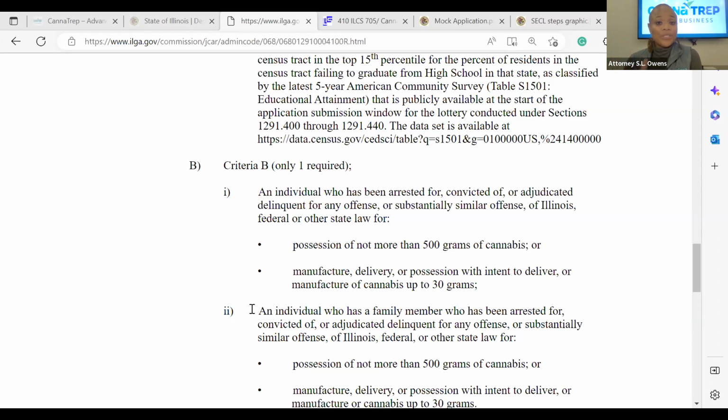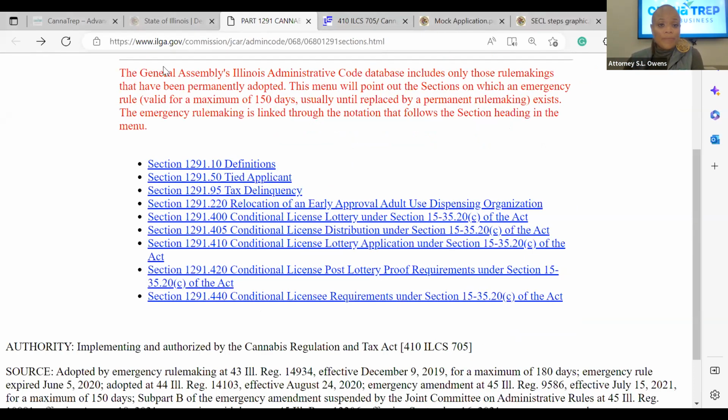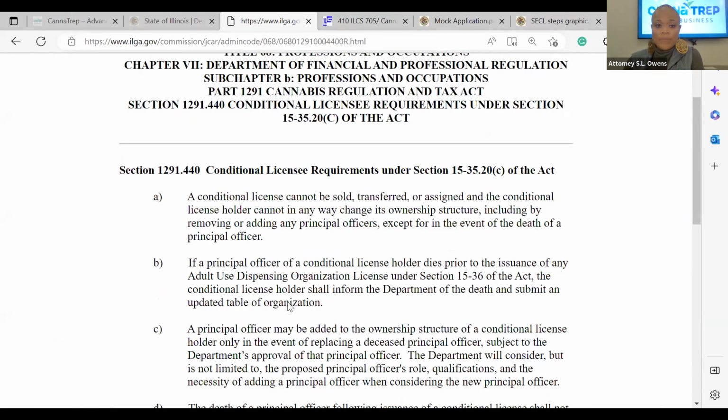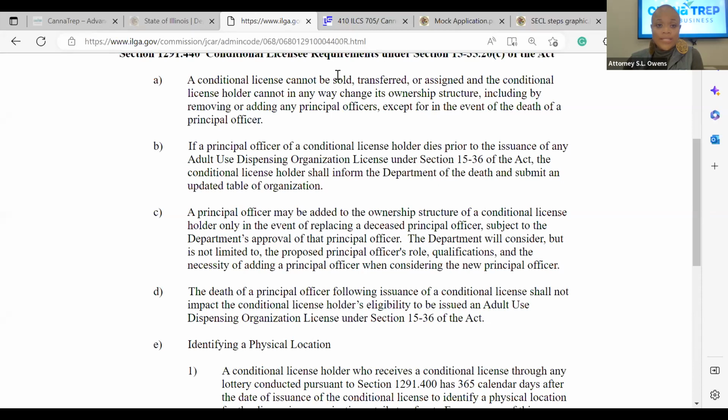that a principal officer cannot be added to a team after the application, after you get the conditional license, except for in a few circumstances. Let's go back to where that was, because I do want to show that part one more time, because I think we only did that one once. And that one was, a conditional license cannot be sold, transferred, or assigned. A conditional license holder cannot in any way change its ownership structure during the conditional phase.